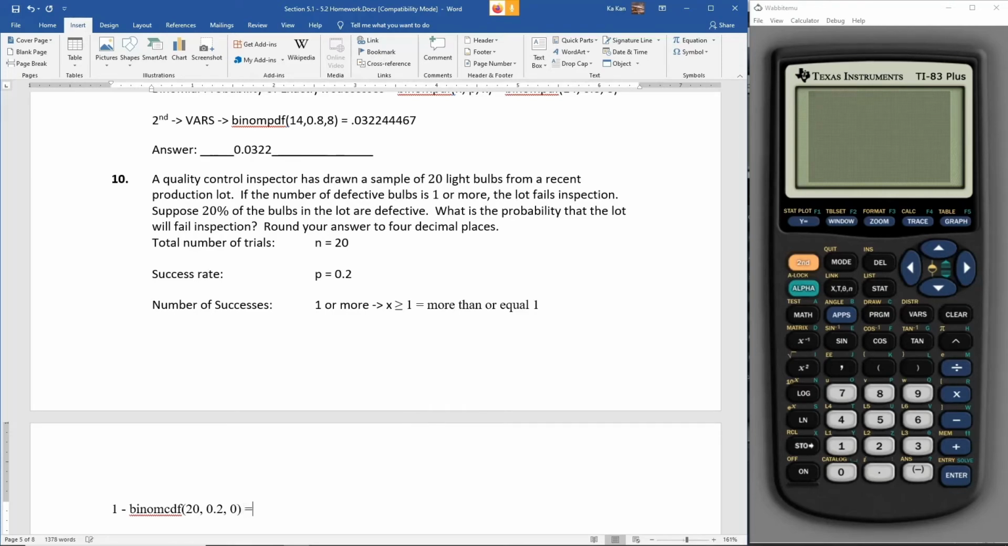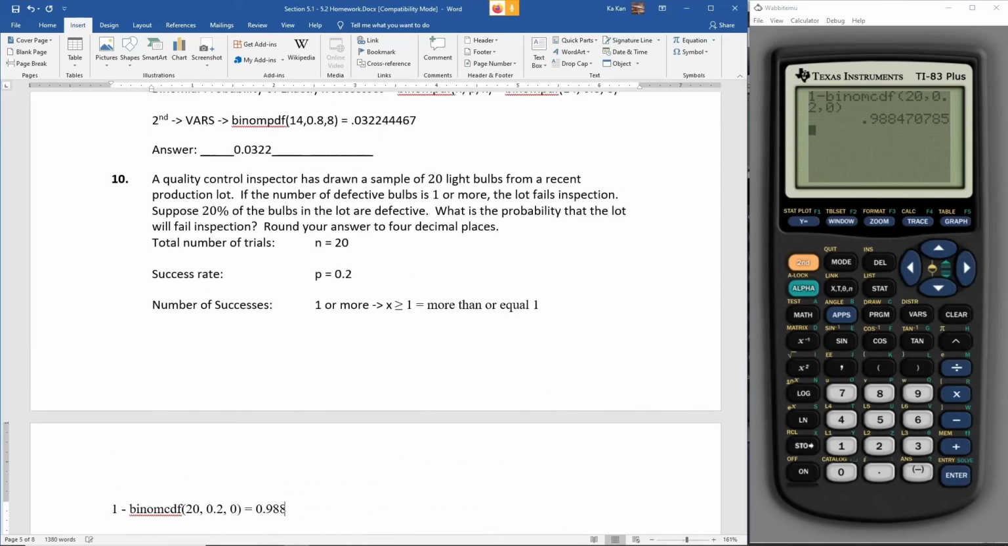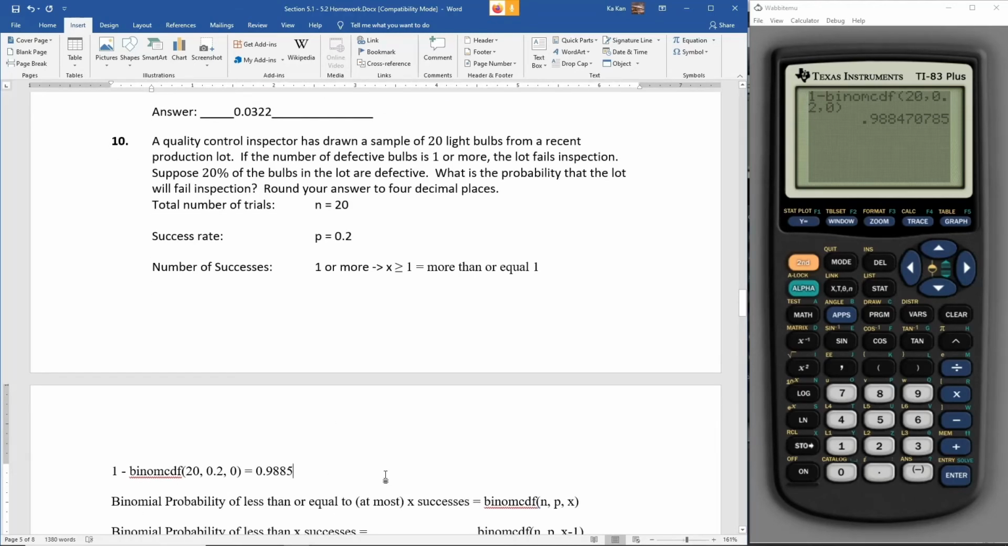So now let's put this in the calculator. That would be 1 minus... stat. My bad. Second file, right? That's how you get the binomial CDF right here. Binomial CDF, and then 20, 0.2, and then 0, like that. So I get 0.9885, and that's 4 decimal places. So this is the answer right here.